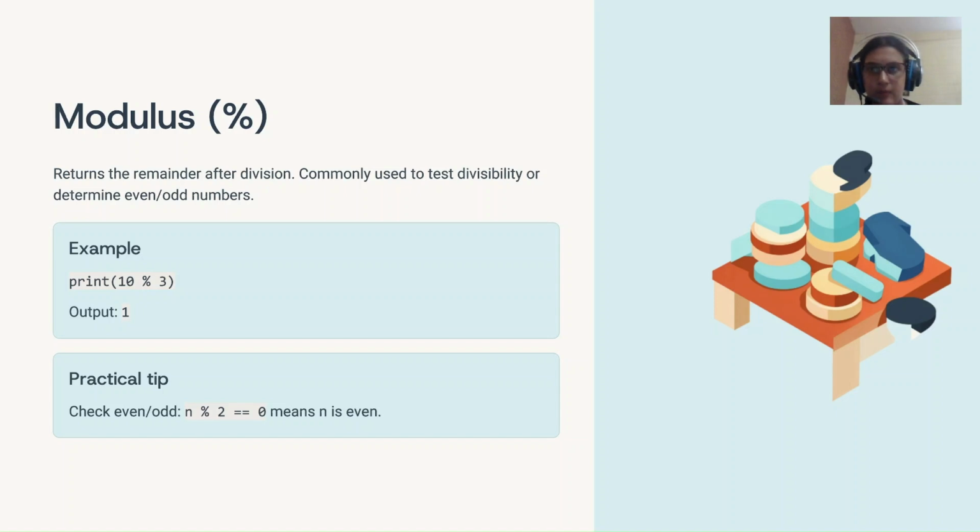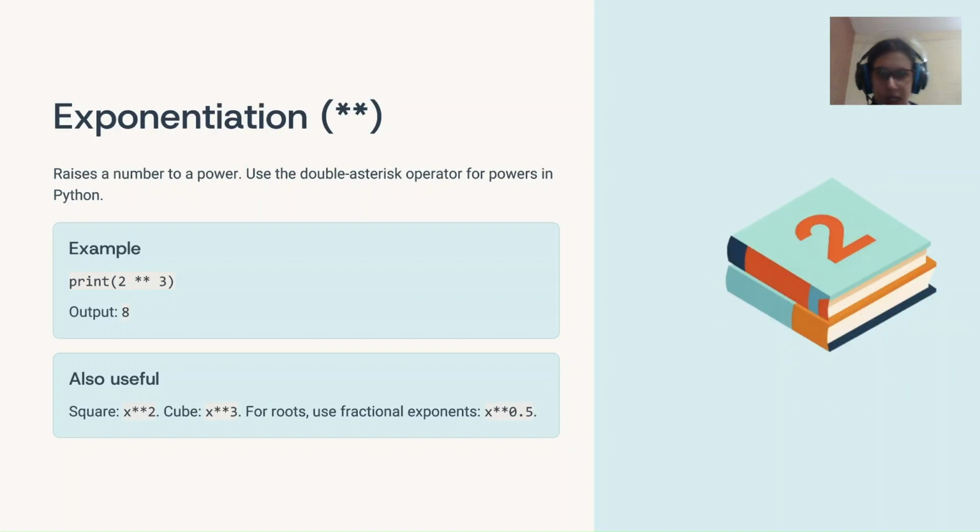Okay, let's move on to exponentiation. The exponential function is used to calculate powers. You know what that is, right? The operator, the symbol for it, is two asterisk marks together, right?